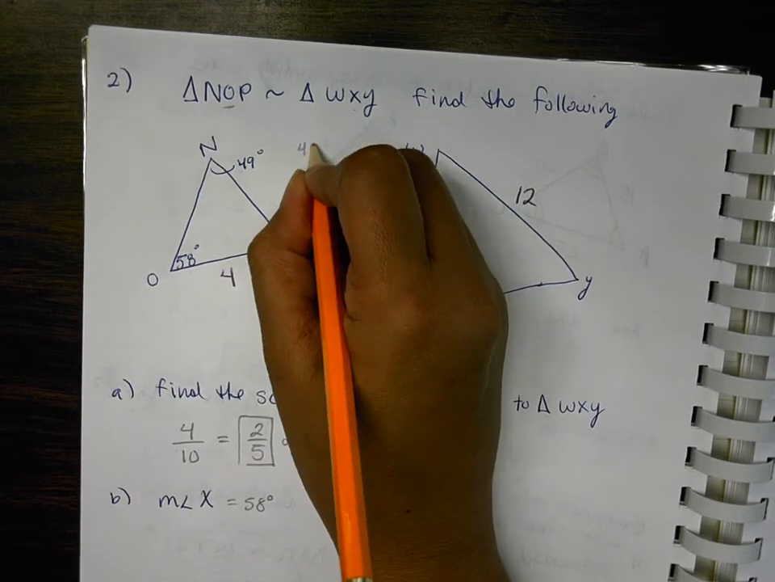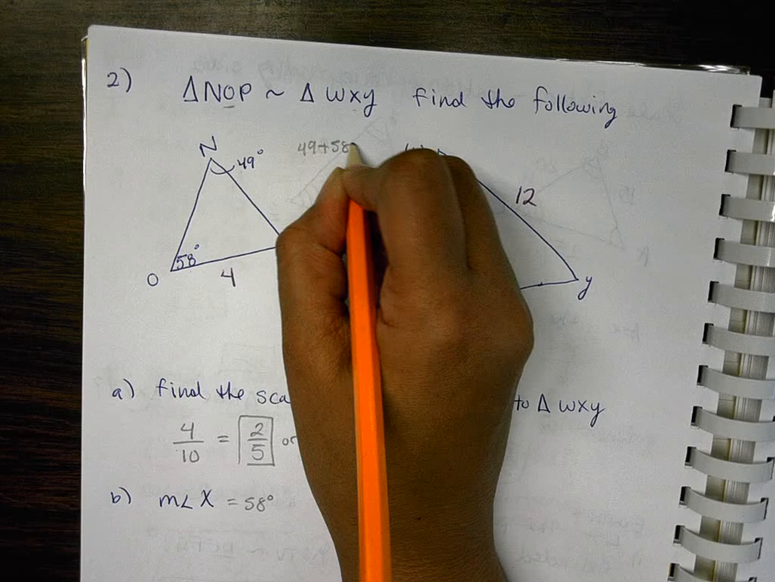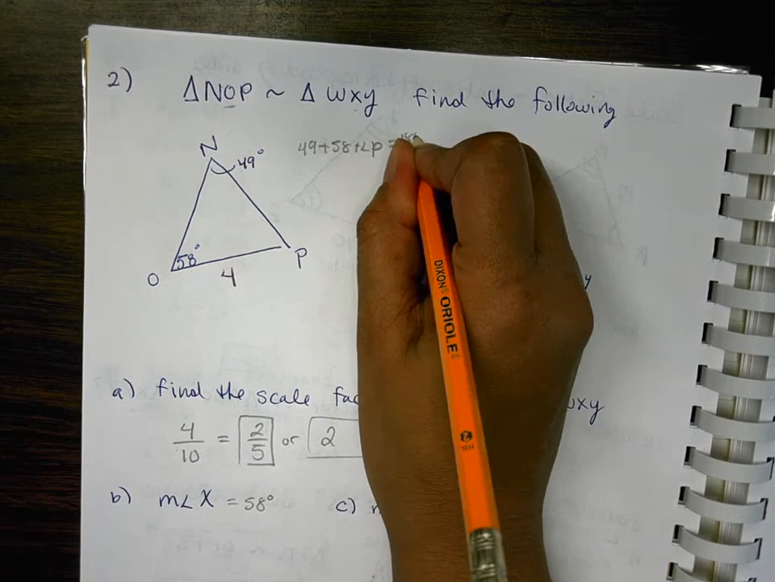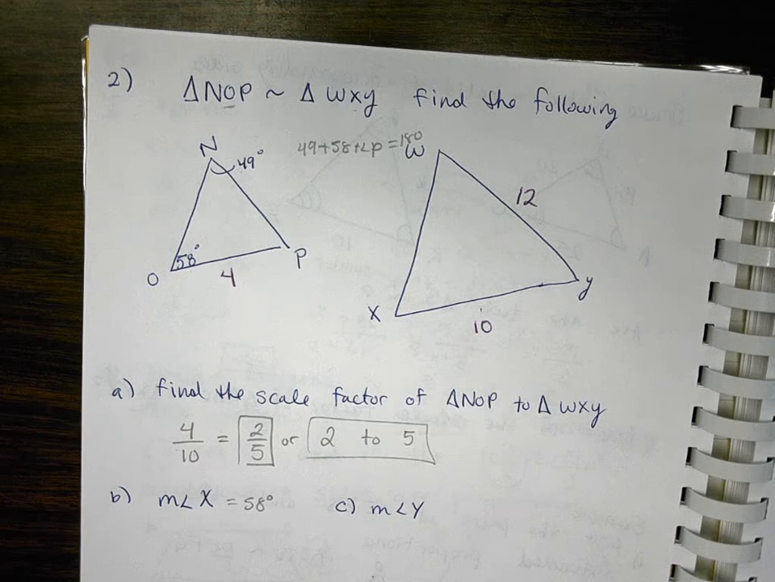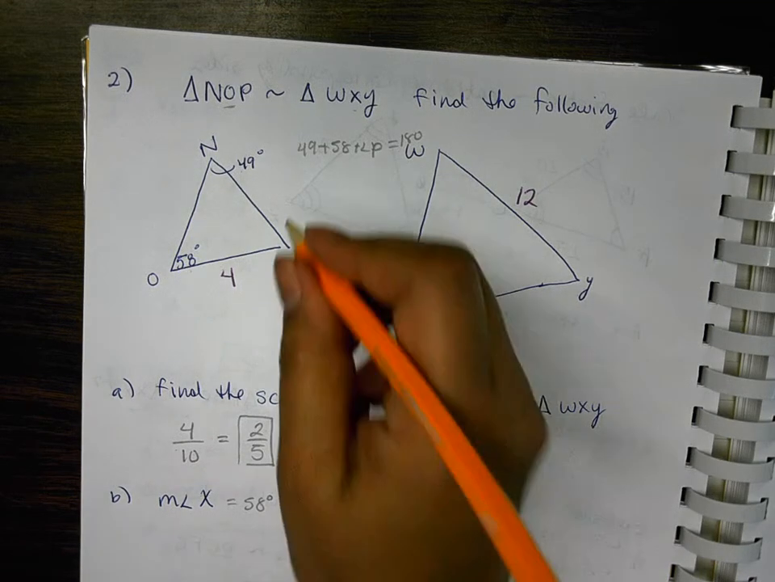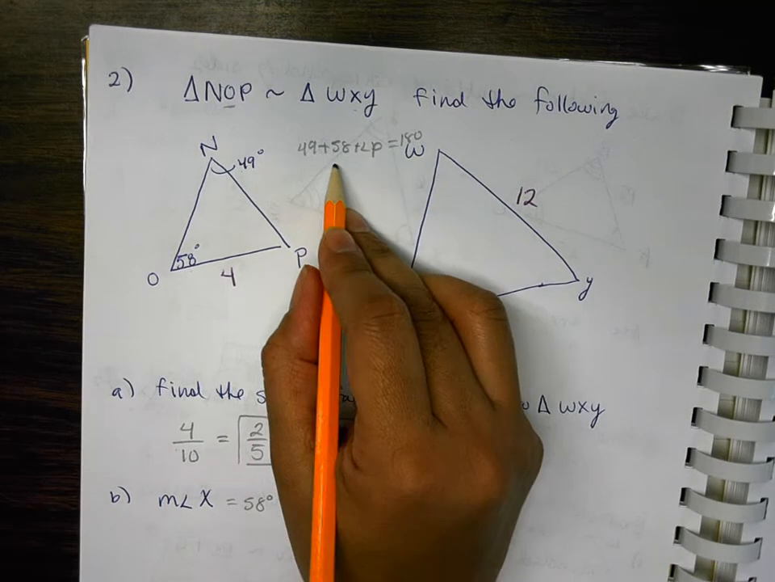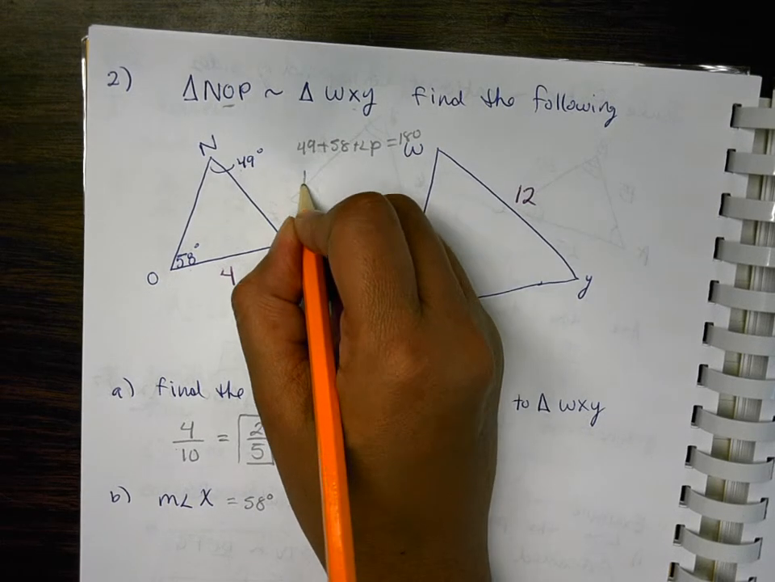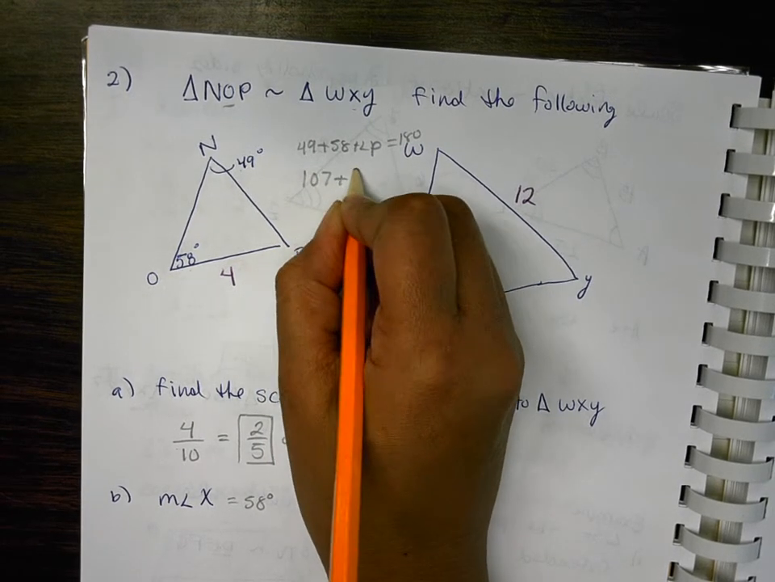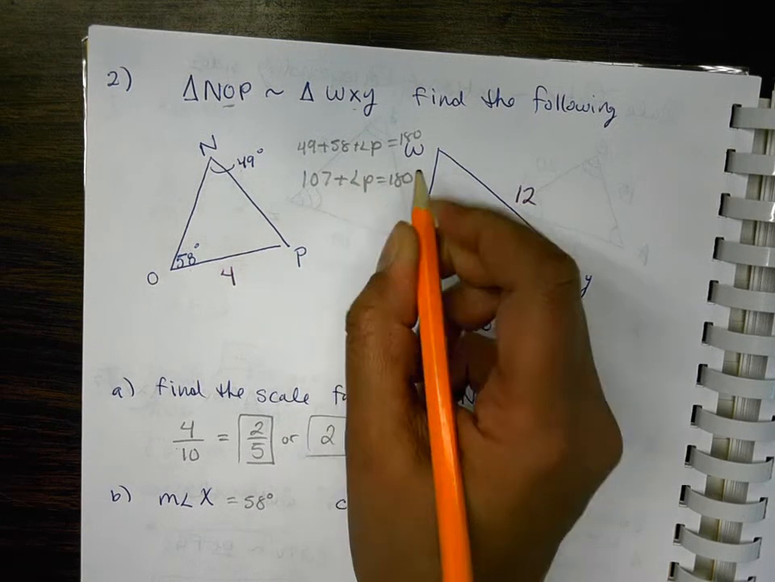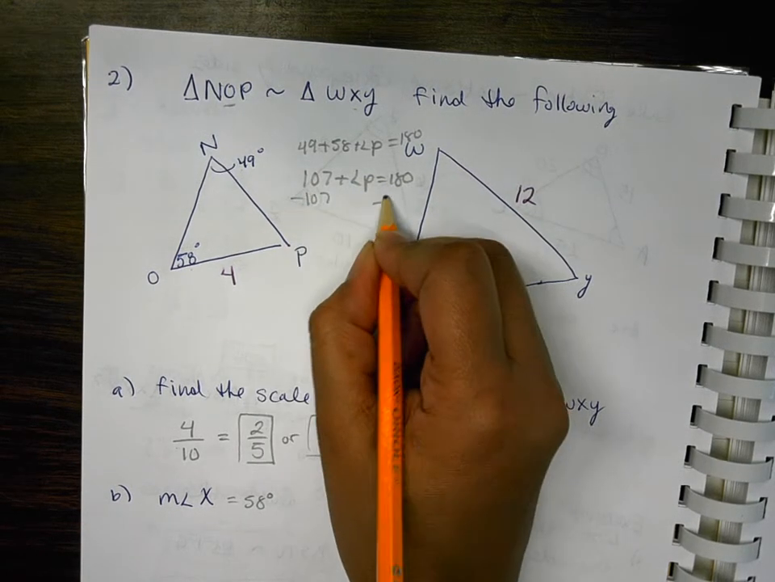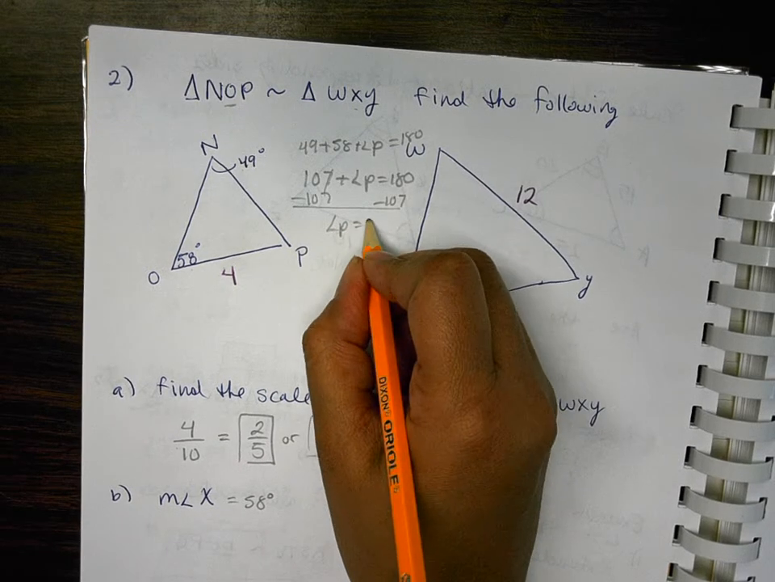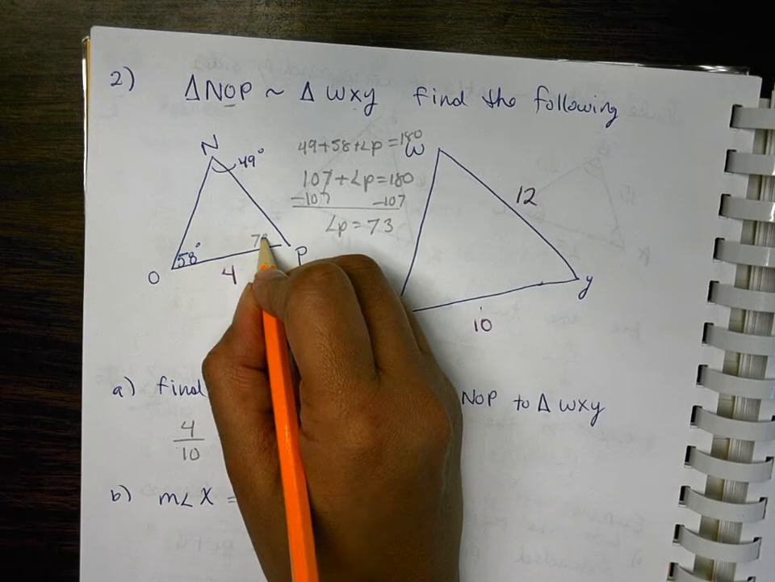49 plus 58 plus angle P equals what? 180. Can you guys find that now? What is it? 73. Can you tell me first what 49 plus 58 was? 107. 107 plus angle P equals 180, and then you minus the 107 and got what? Angle P is 73. So is angle Y 73 degrees?